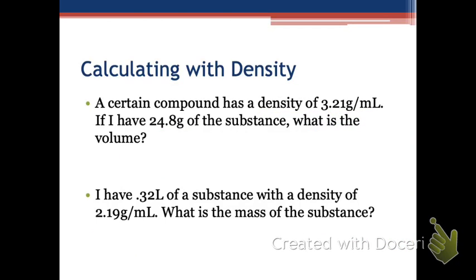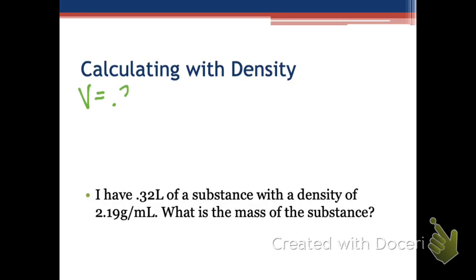Here we go. I have 0.32 liters of a substance with a density of 2.19 grams per milliliter. What's the mass of my substance? Let's try this one on your own. Make sure you read it very carefully.